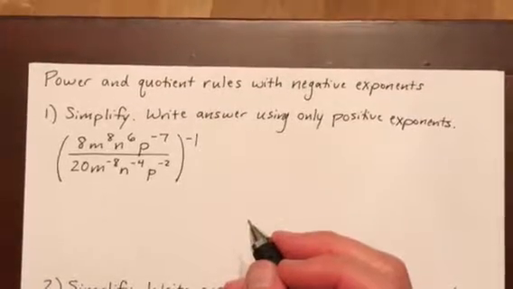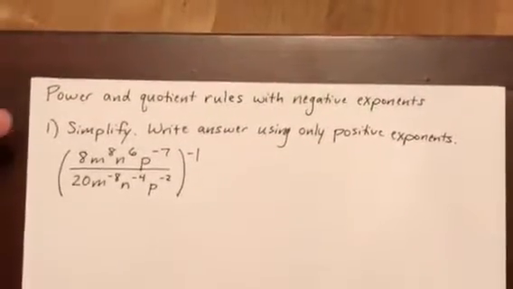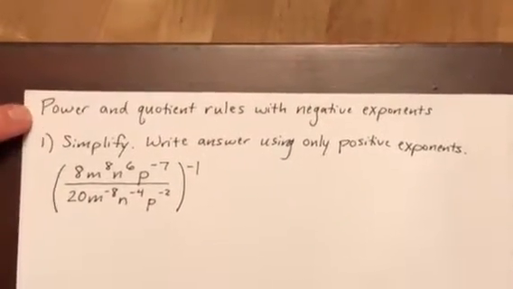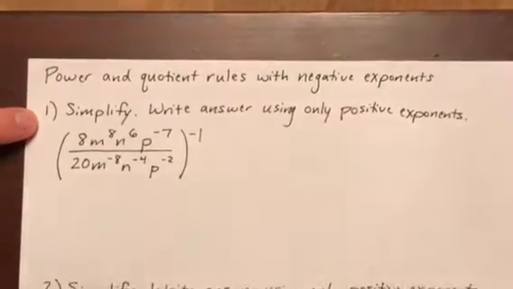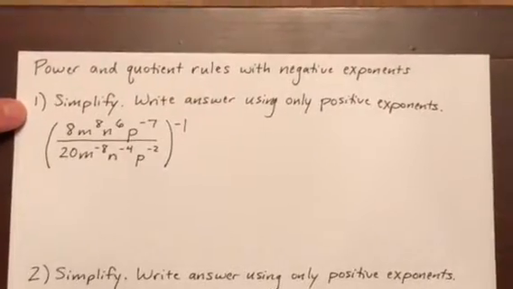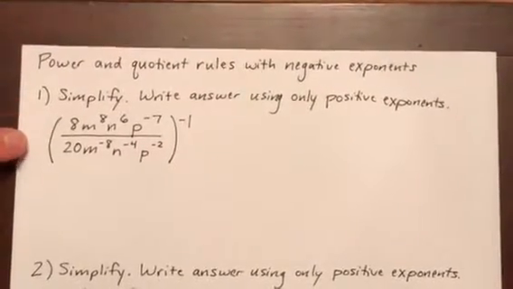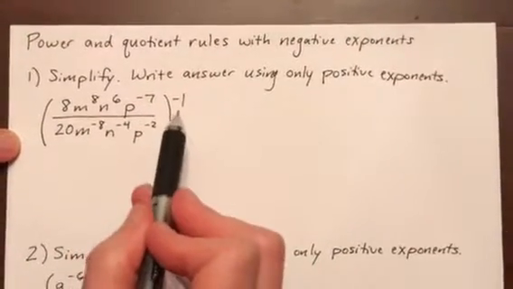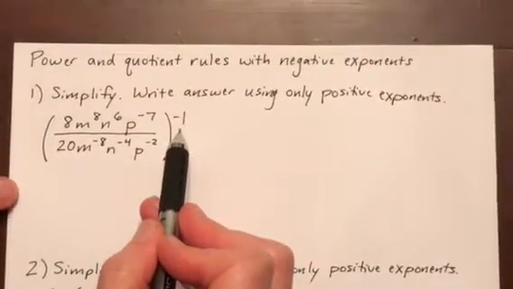This is Math 96, Quiz Topics 2, Power and Quotient Rules with Negative Exponents. Our first example says, simplify, write answer using only positive exponents. So we have this fraction inside of parentheses and outside an exponent.